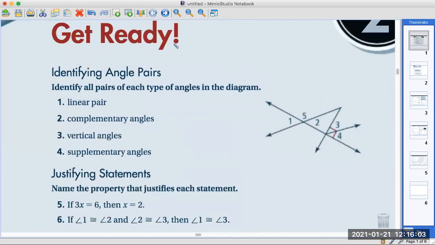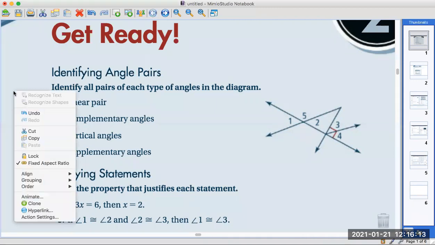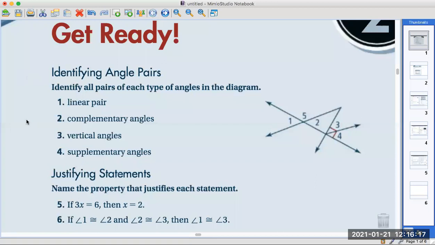There we go. Identifying angle pairs. So this chapter 2 is on angles. And we had a little lesson on angles in chapter 1. So a linear pair, my pen isn't working again. Identify all pairs of each type of angle in the diagram right here.